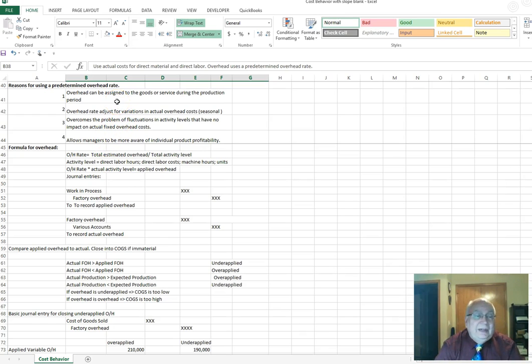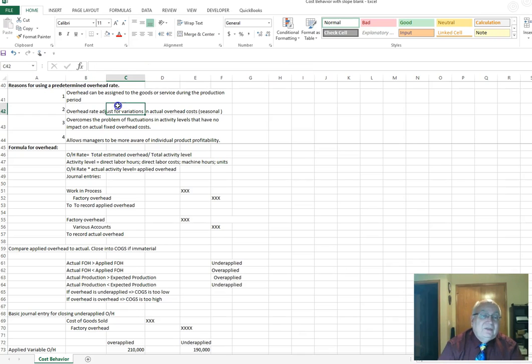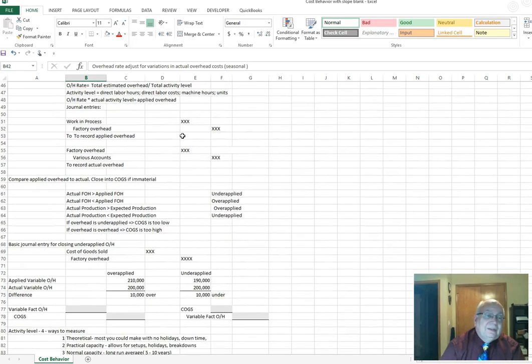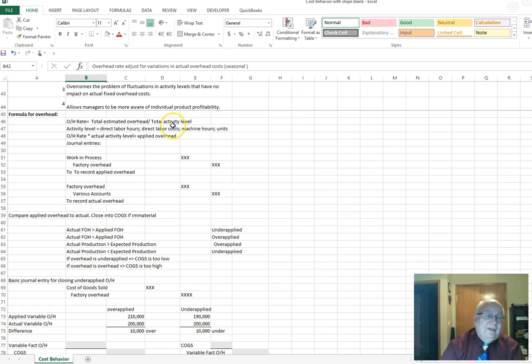Here's the reason for a predetermined overhead rate. It can be assigned to goods and services during the production. If you use actual, you have to wait until the end of the year to actually assign them, and customers won't do that. The overhead rate adjusts for seasonal variations in actual overhead, so you estimate what's going to be fluctuating activities, and you'd be aware of that. Okay, there's some of the profitability a little bit faster.